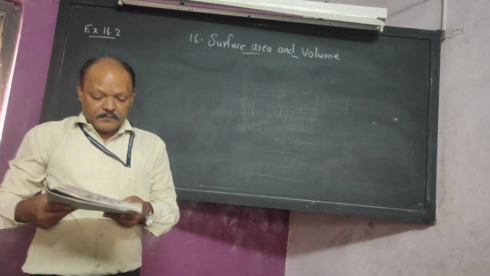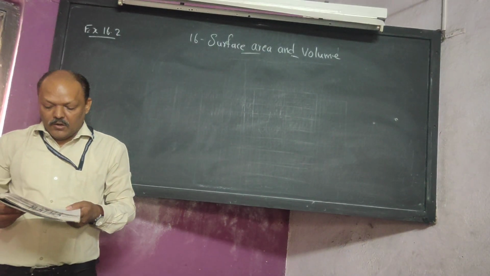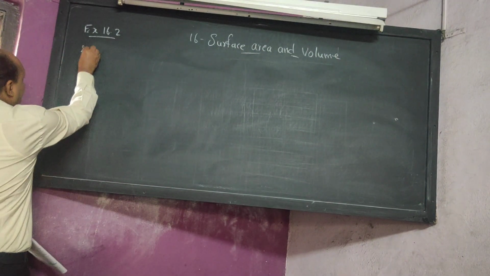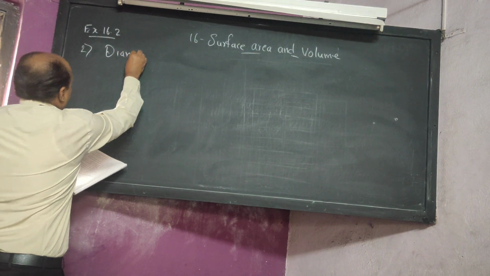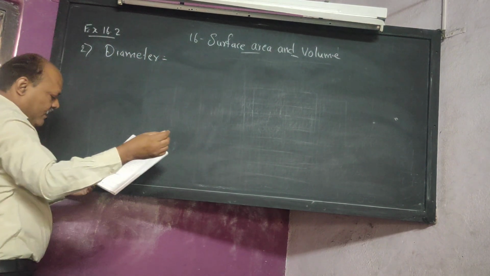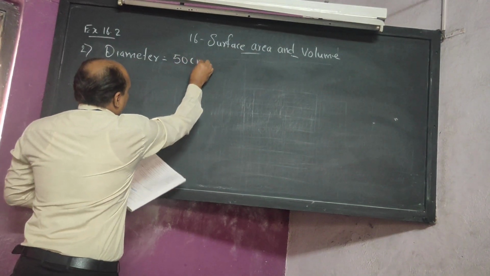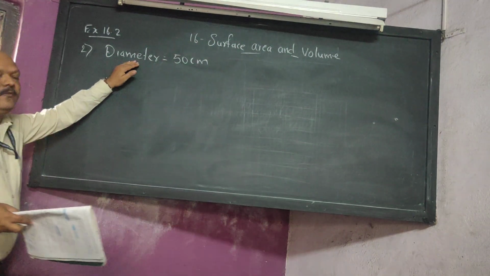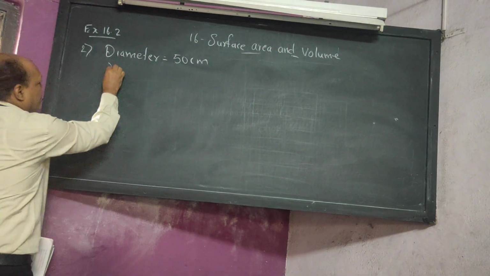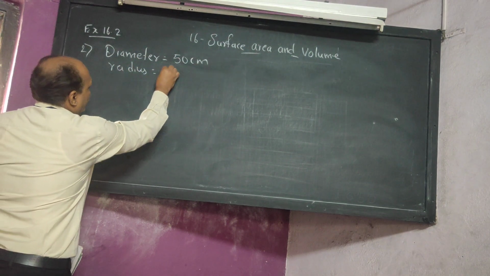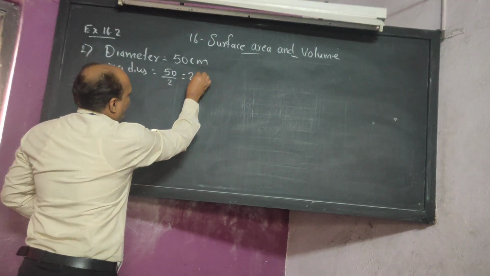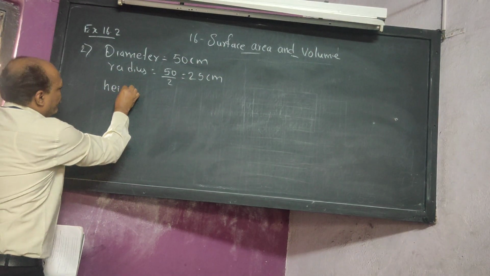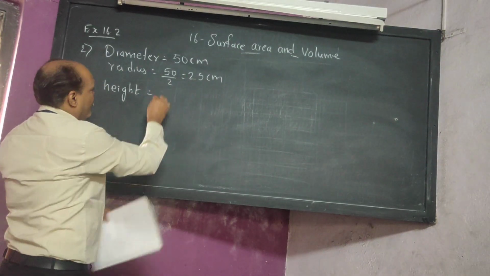Now question number 2. Find the total surface area of a closed cylindrical drum if its diameter is given to you as 50 centimeter and height is given to you as 45 centimeter. With the help of diameter, we will find the radius. Radius is equal to 50 upon 2. You will get 25 centimeter as your radius, and height is given to you as 45 centimeter.